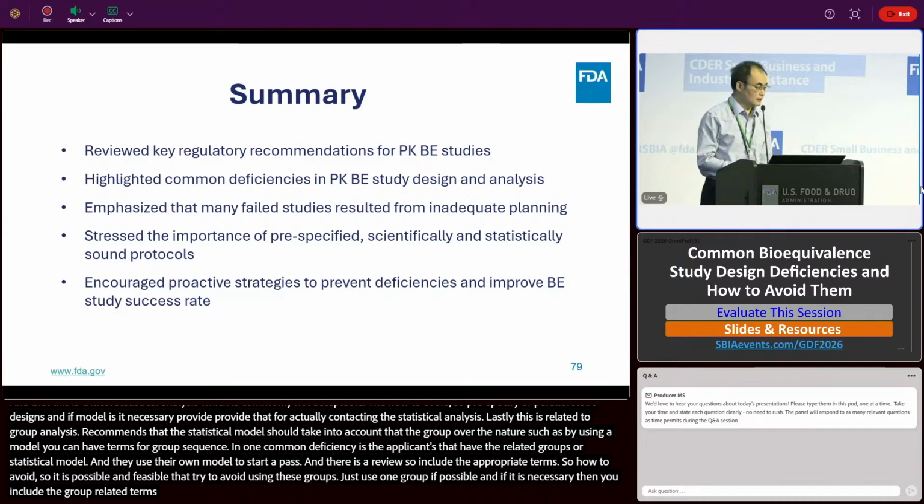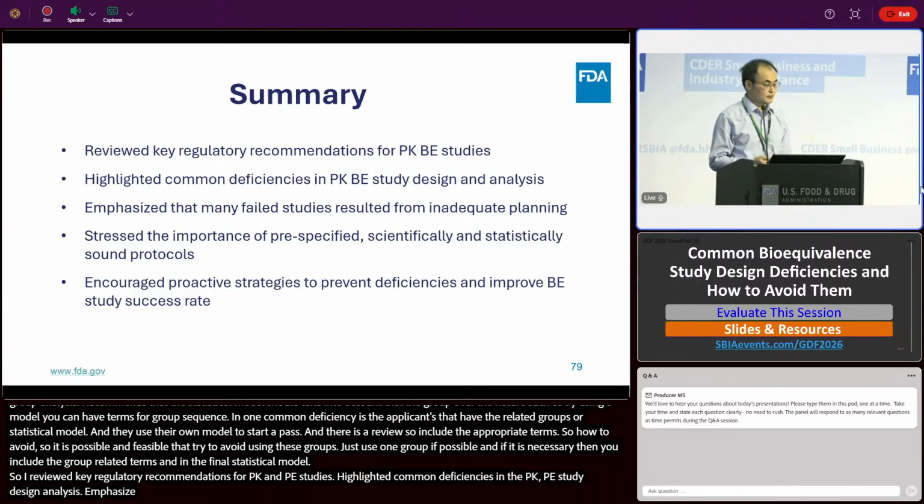So, in summary, in my presentation I reviewed key regulatory recommendations for PK BE studies and highlighted common deficiencies in PK BE study design and analysis. I emphasized that many failed studies resulted from inadequate planning, and stressed the importance of pre-specified, scientifically and statistically sound protocols. We highly encourage proactive strategies to prevent deficiencies and improve BE study success rate.